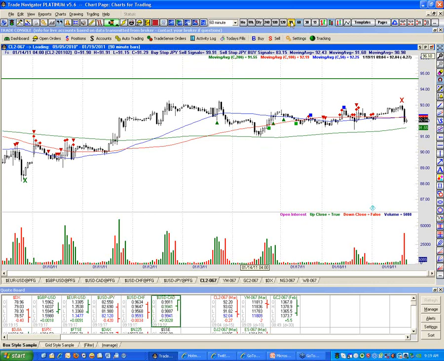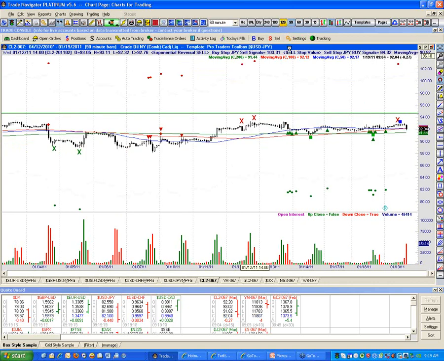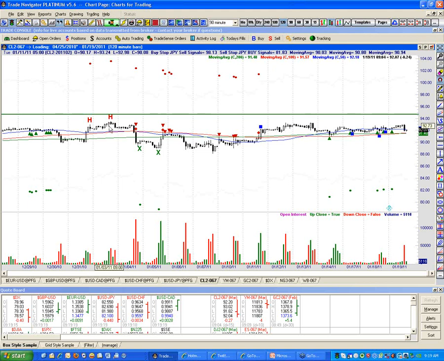You can also look at other time frames. Some people like the 90-minute time frame. Some people like the 120-minute time frame. You can see there's also reversal signals and trend sells and trend buys and negations. It's going to give you help getting positioned.